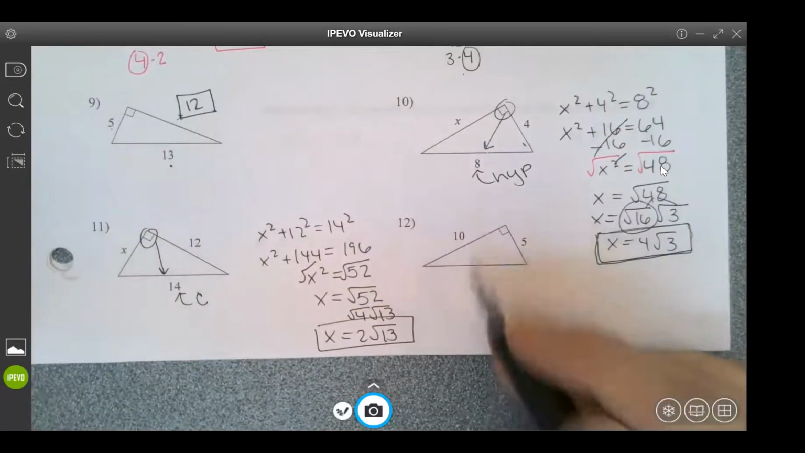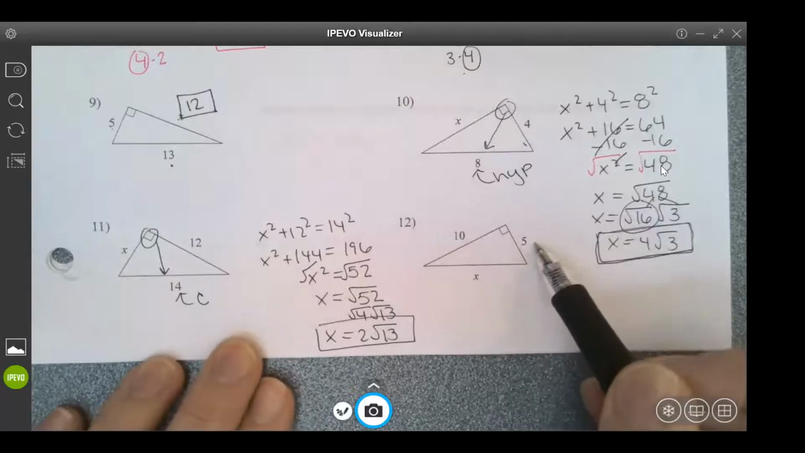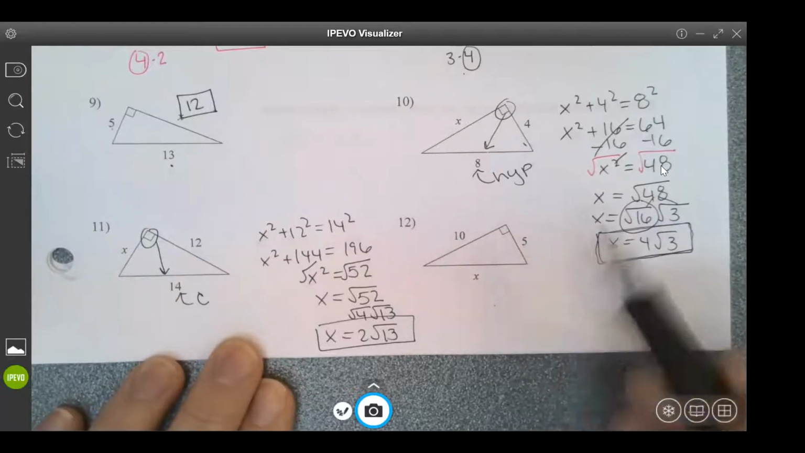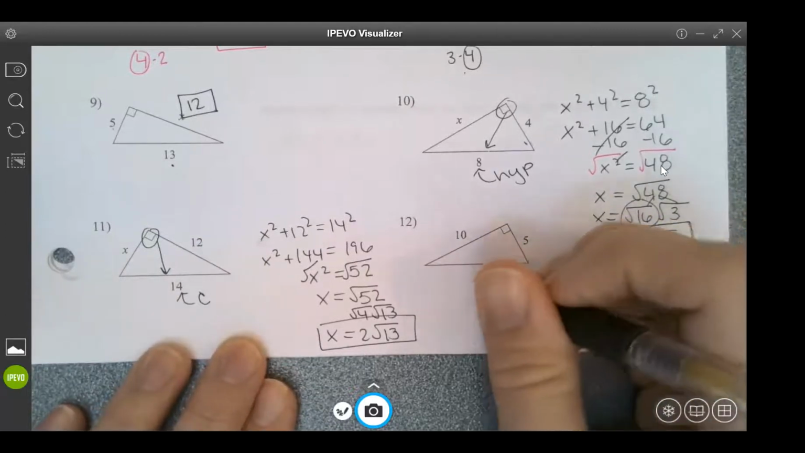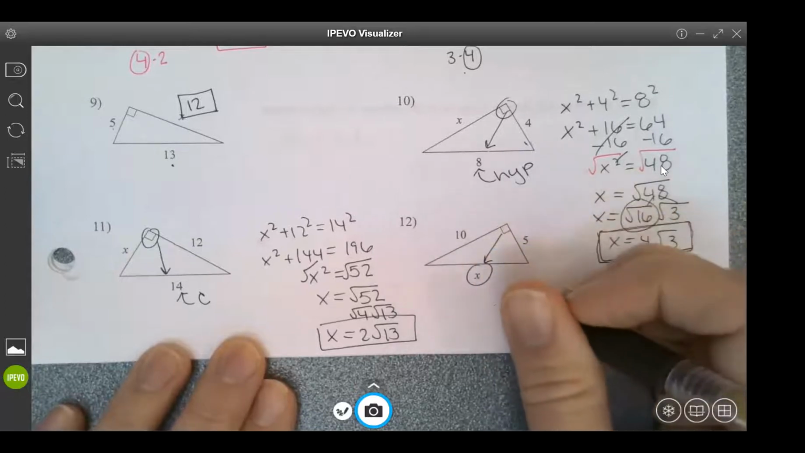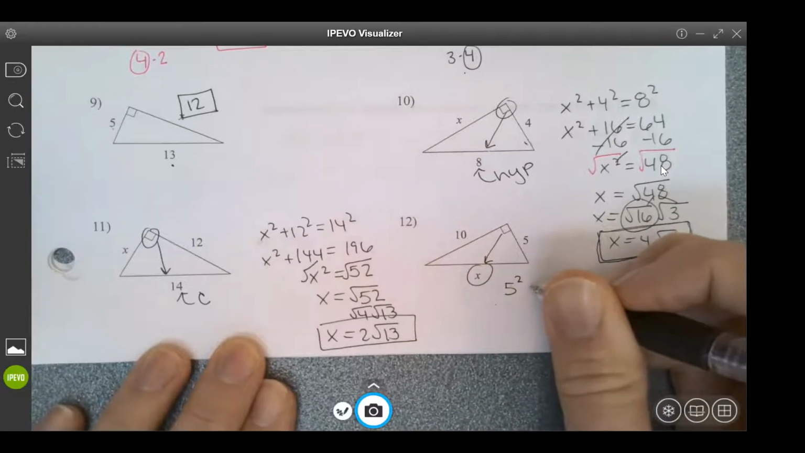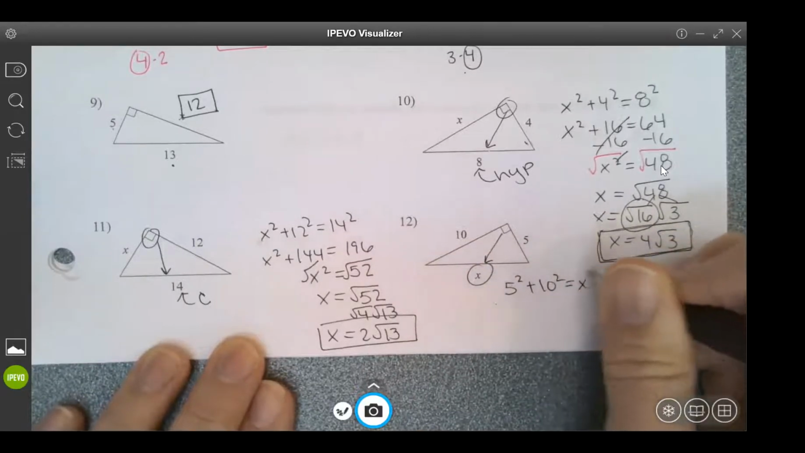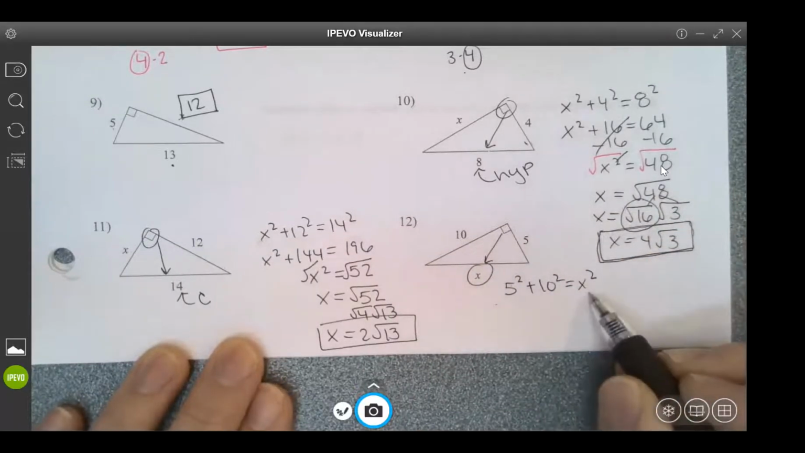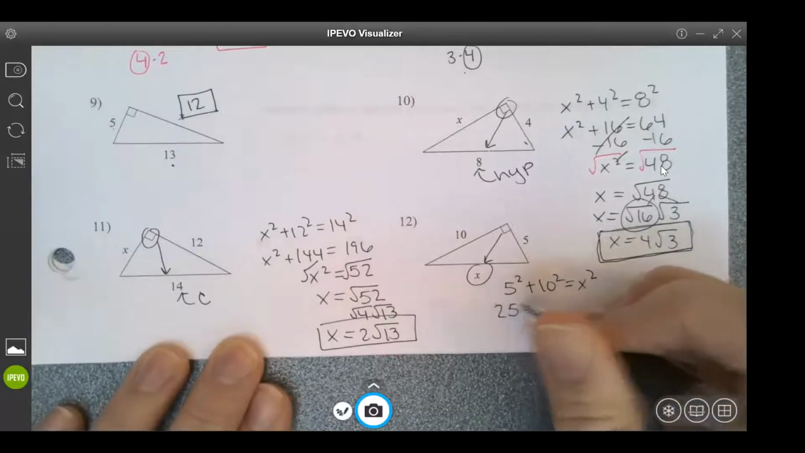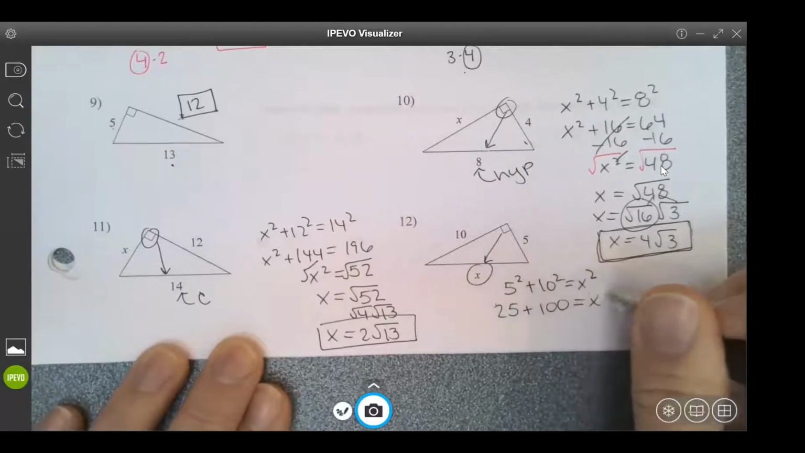Last one on our homework, again, not a triple here. If it's 5, then this would have to be 12, 13. It's 5, 10. So instead, this time my hypotenuse is missing, which is a little easier because I don't have to do like the solving piece. I'm just going to have 5 squared plus 10 squared equals x squared. My hypotenuse is the part missing. Or 25 plus 100 equals x squared.